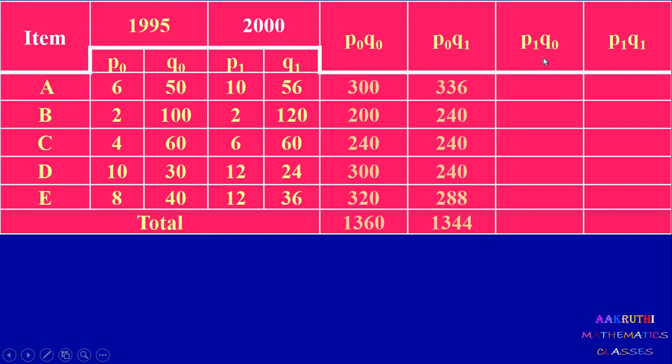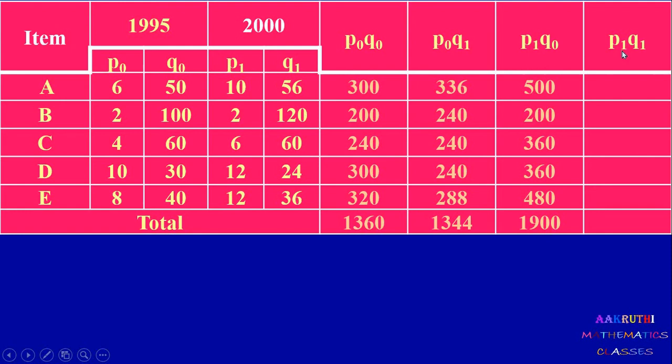Then we have to calculate P1 Q0. Multiply P1 and Q0, it is 10 into 50, which is 500. 2 into 100 is 200. 6 into 60 is 360. Then 12 into 30 is 360. 12 into 40 is 480. Then add all this. Adding all this, we get summation of P1 Q0, which is 1900.